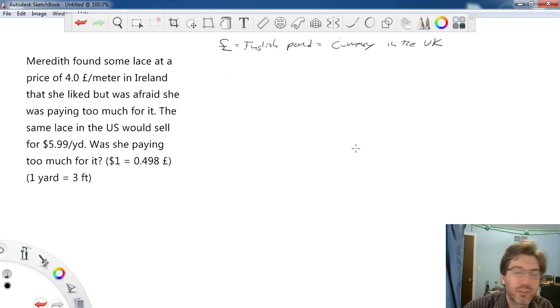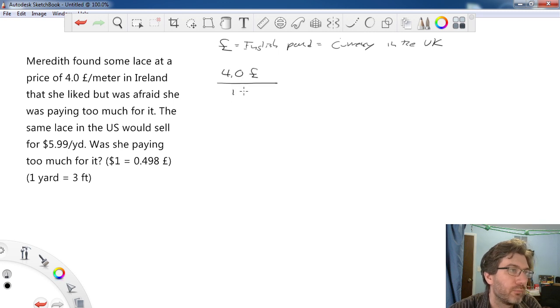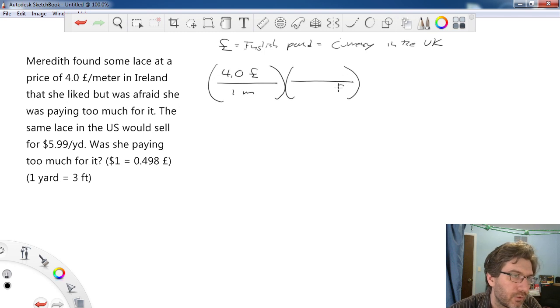So this is a comparison problem. You can either compare it all in pounds per meter, or you can compare it in dollars per yard. Well, we'll just start with pounds per meter and go to dollars per yard. So here we have 4.0 pounds in 1 meter. You need pounds to cancel, and you need meters to cancel, but we'll do pounds first. This is my ugly pound sign.